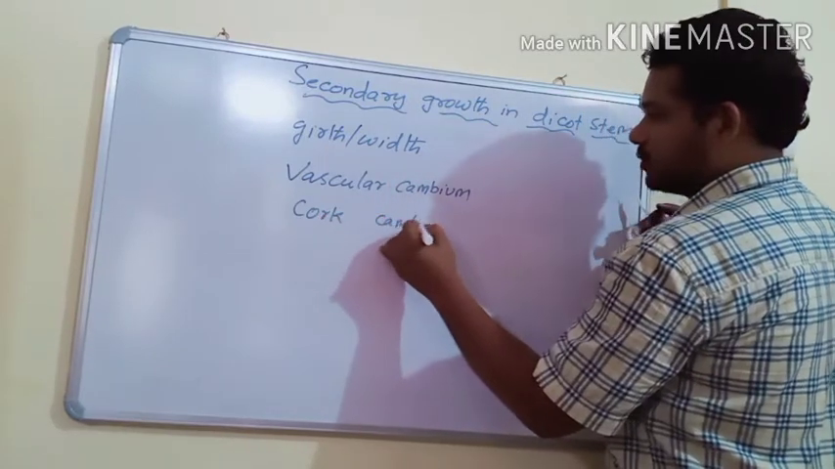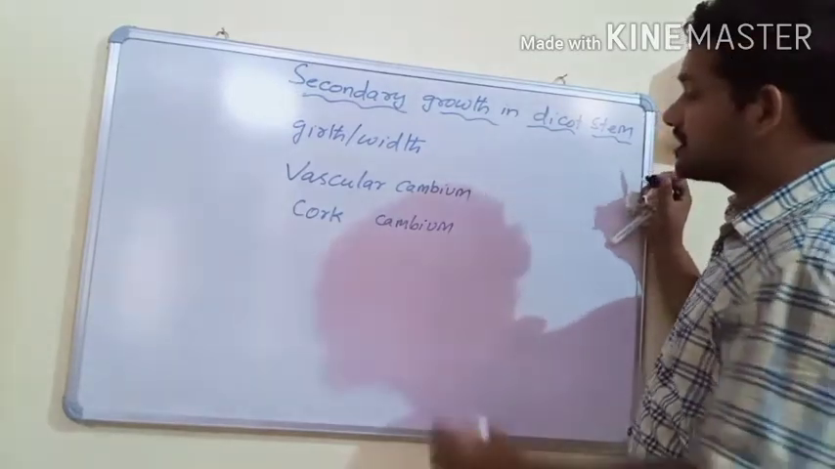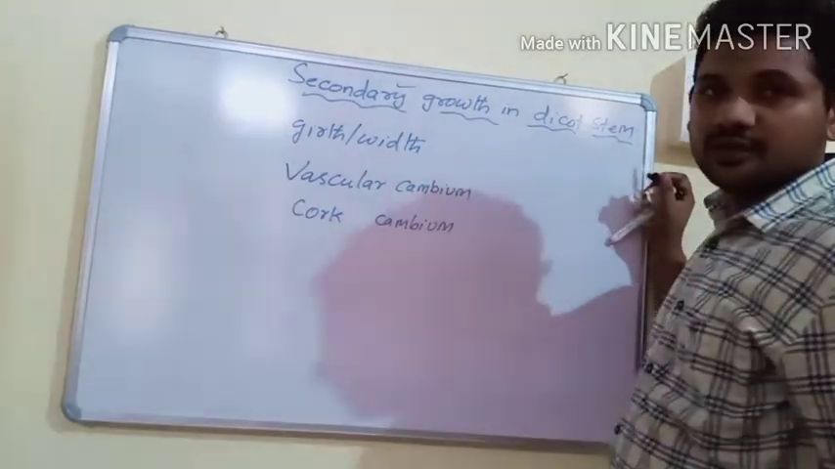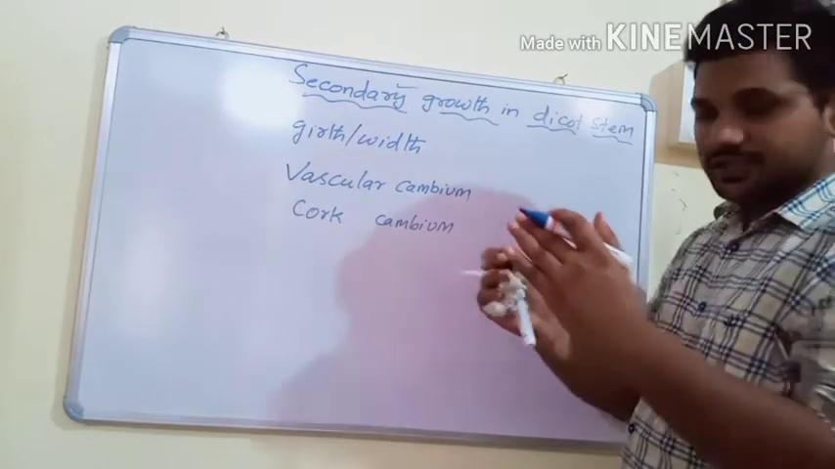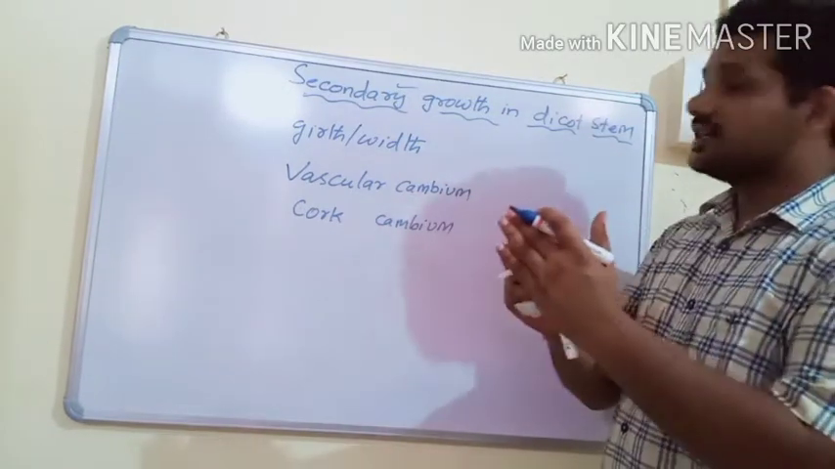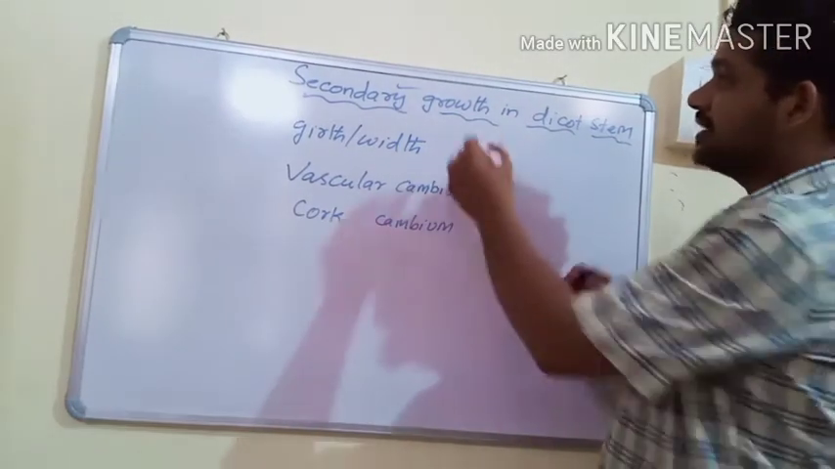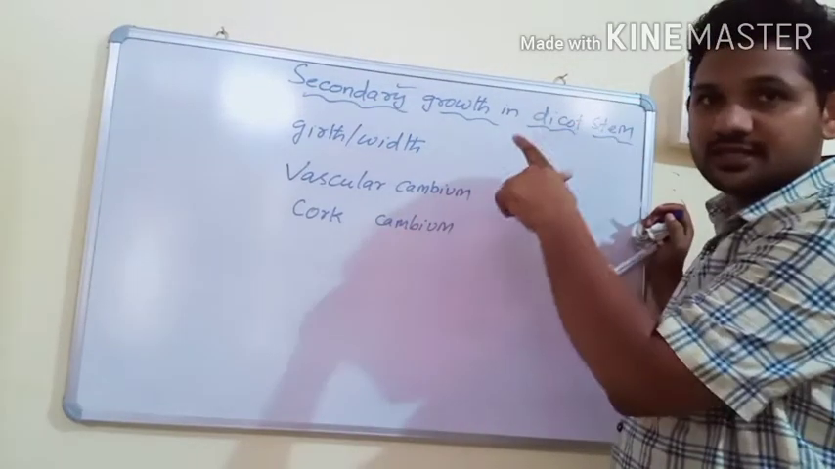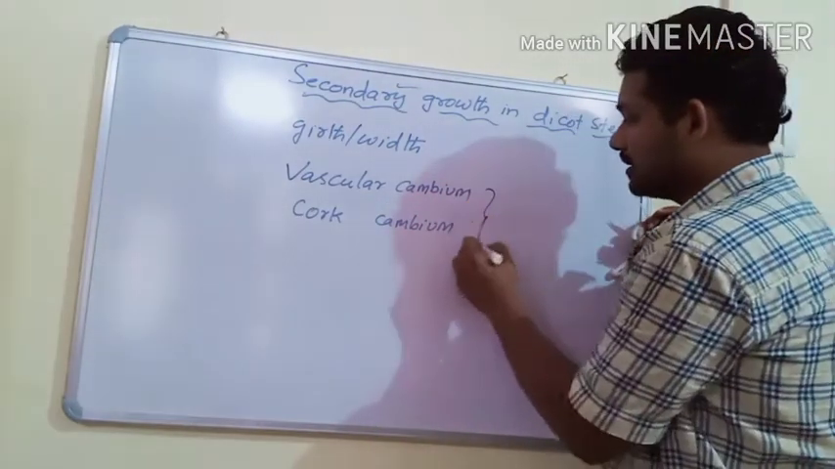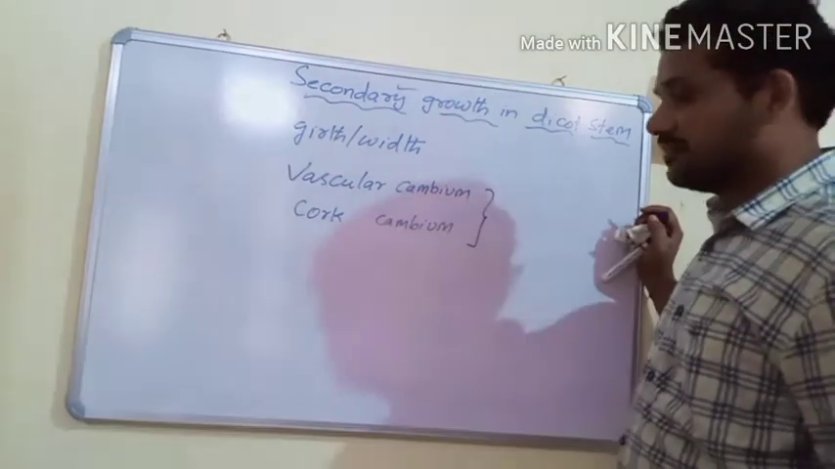These two are lateral meristematic tissues, and lateral meristematic tissues help in secondary growth. Primary growth means increase in length of various organs. Secondary growth means increase in girth or width of stem or root. So secondary growth in dicot stem or dicot root is due to the presence and activity of vascular cambium and cork cambium.